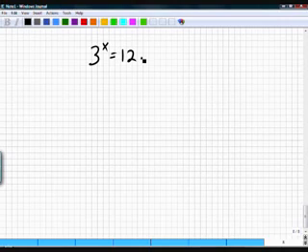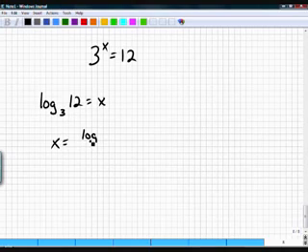Let me show you the easy way of doing it. The easy way of solving this type of equation is to rewrite it as a logarithm. How do you do that? Log base 3 of 12 equals x, makes sense. Type that in your calculator. How do you type in log base 3 of 12? Log of, and that'll give you your answer. Somebody type that in, tell me what it is.